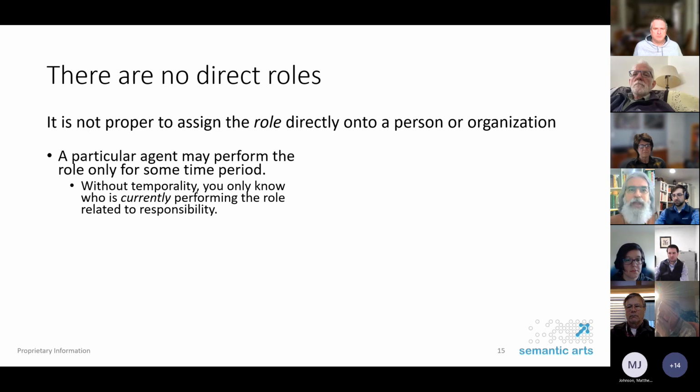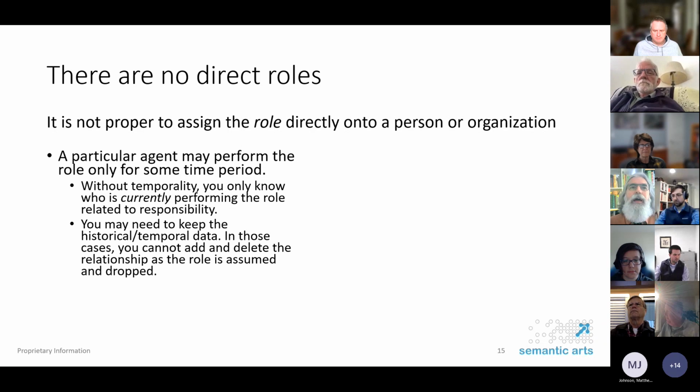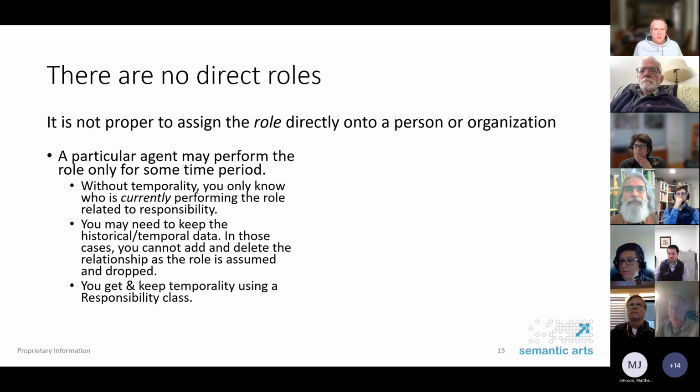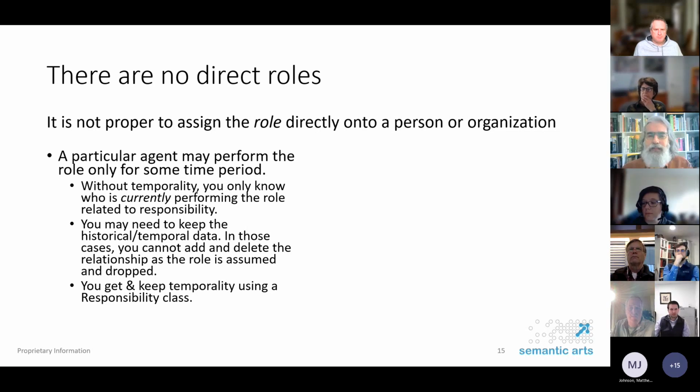Or without temporality, you may have out-of-date data, indicating that somebody is performing a role when they stopped doing that a while ago. And you may need to keep these historical or temporal data. And in those cases, you cannot add or delete relationships as the role is assumed and dropped. You have to have that temporality. Putting the role directly on a person or organization, you lose this. So, you can get and keep temporality using a responsibility class, which would be a subclass of temporal relation.